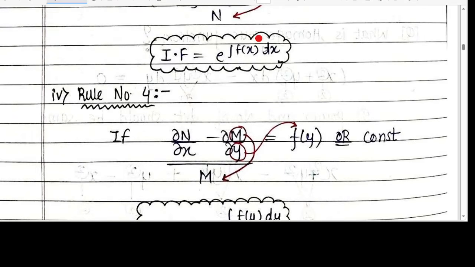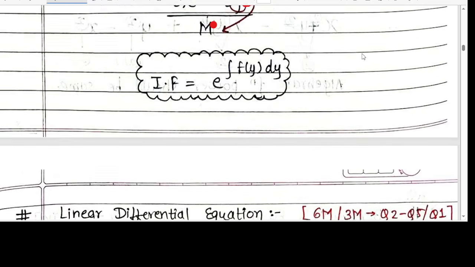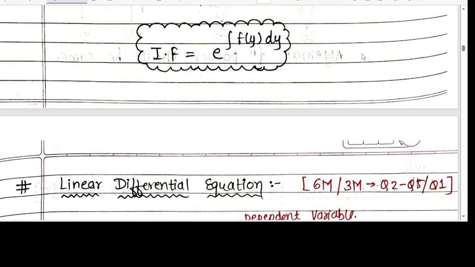And the last, rule number 4 for finding integrating factor: the difference ∂N/∂x minus ∂M/∂y divided by M, if this difference is a function of y or a constant, then the integrating factor is e to the power integral f(y) dy. So these are the four rules for finding integrating factor.